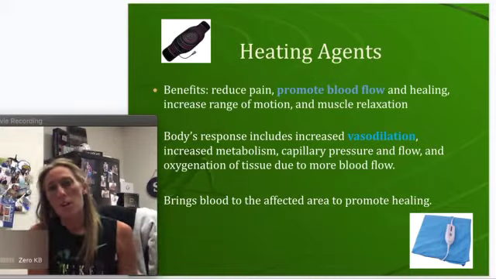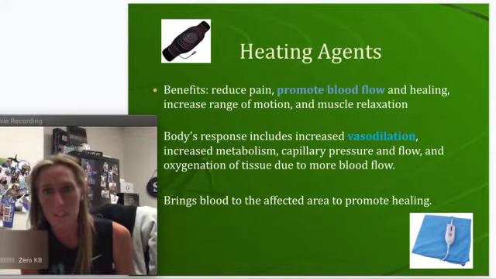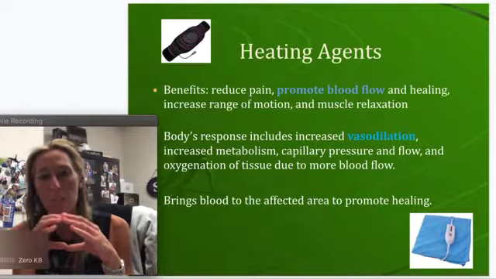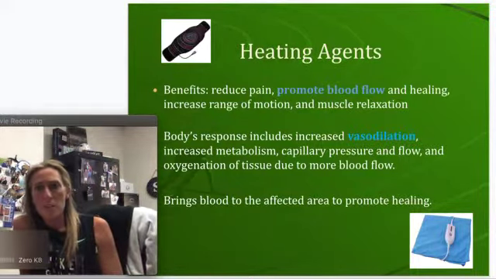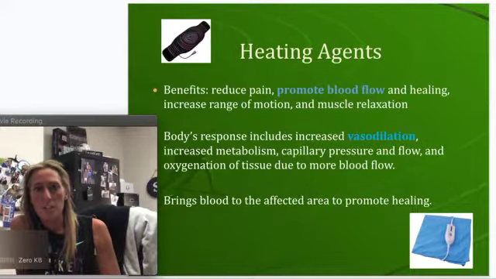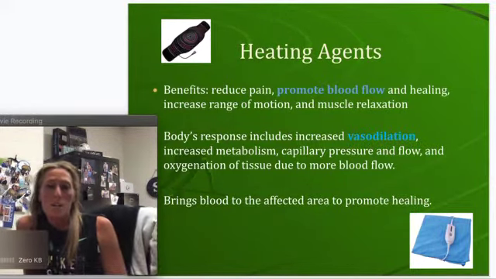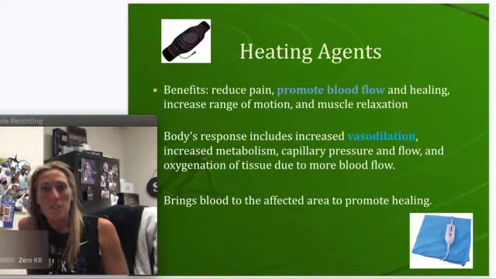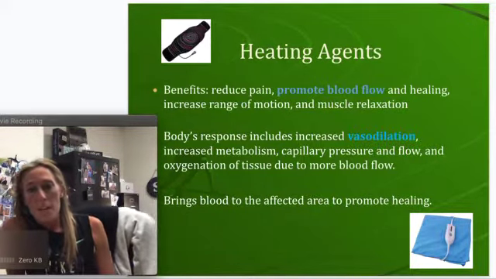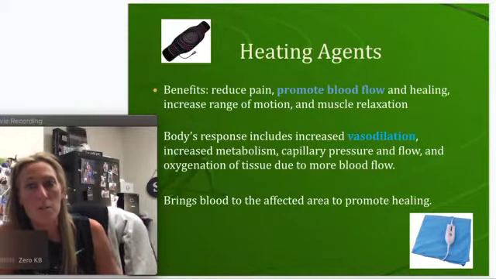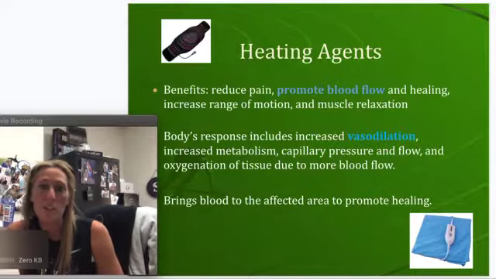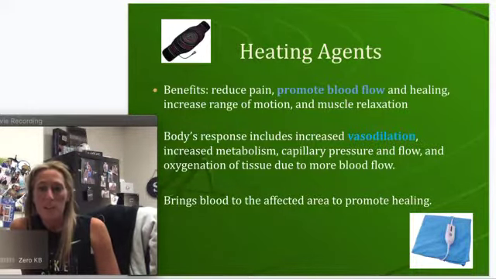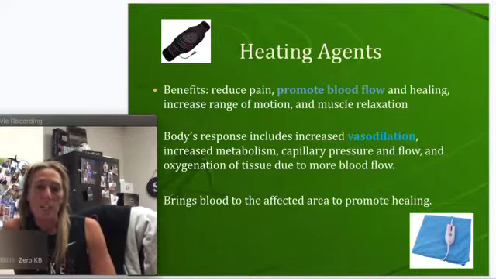All right, so we're moving to heating agents now. The benefit of heating agents is vasodilation, so it's dilating or bringing blood to the area to help move out the injured and bring activity to that area. Benefits: reduce pain, promotes blood flow and healing, increases range of motion, and can also increase muscle relaxation. The body's response includes increased vasodilation, increased metabolism, capillary pressure and flow, and oxygenation of tissue due to more blood flow. We want to get that moving out. We want to get that area healed.